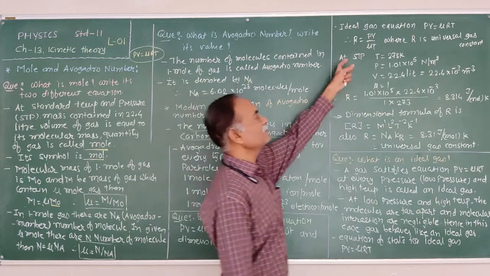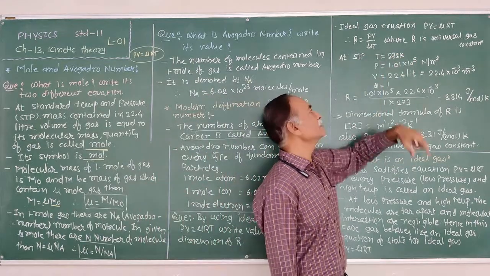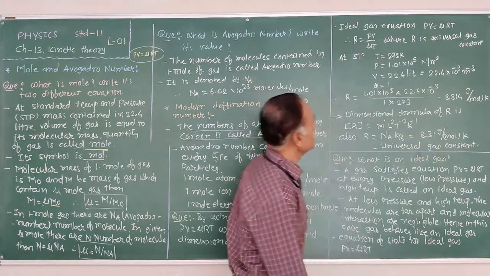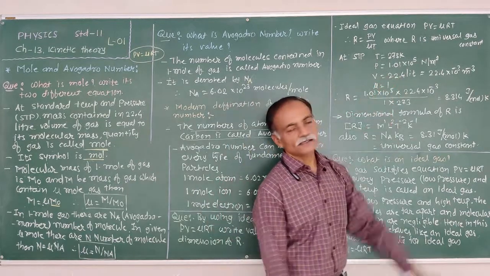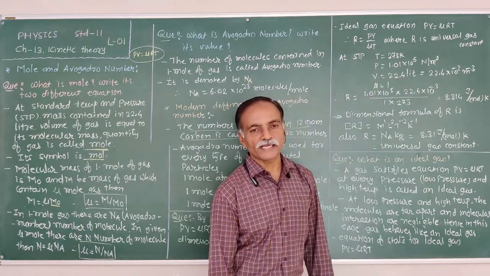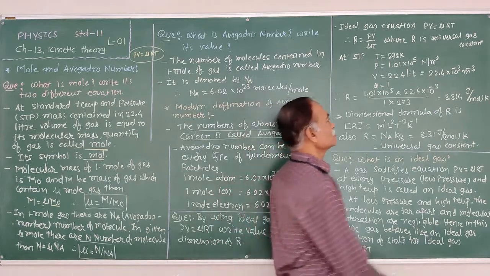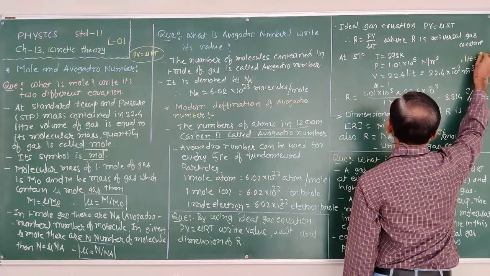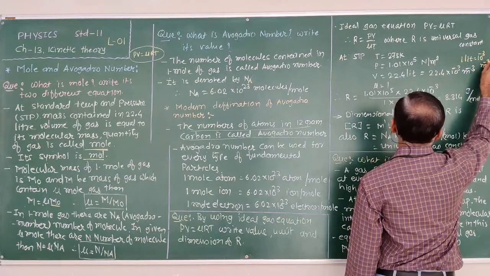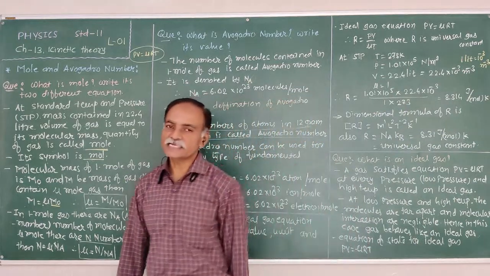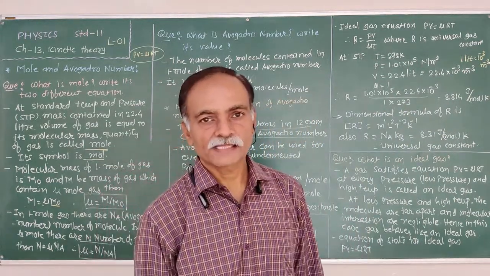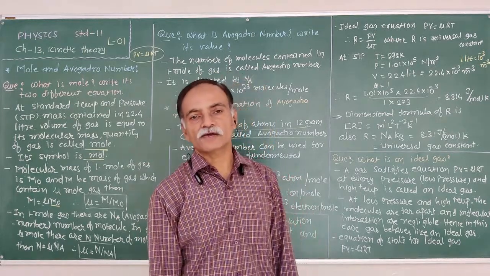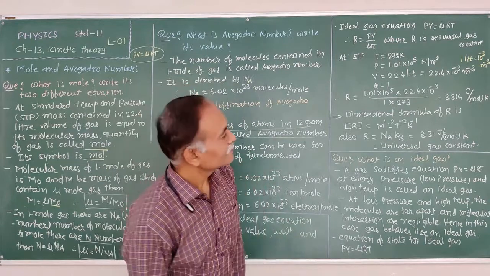At standard temperature and pressure, temperature is 273 Kelvin, pressure is 1.01 × 10⁵ Newton per meter square, and volume is 22.4 liter, that means 22.4 × 10⁻³ meter cube. So keep in mind the relation: 1 liter is equal to 10⁻³ meter cube. That is the relation between the liter and meter cube, and it is important for numericals, because when the volume is given in liter, we are required to convert liter into meter cube.